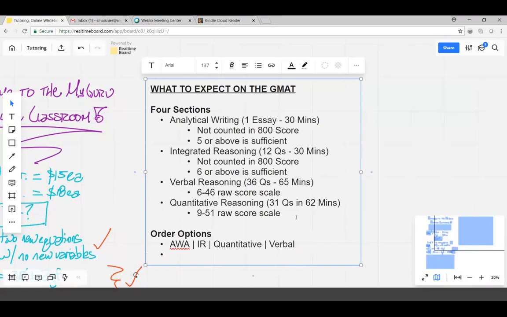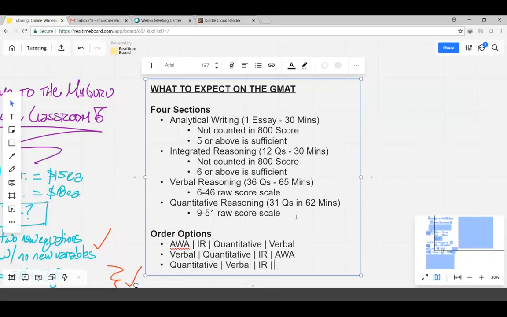Then your next option is to begin with the verbal. Then you go with the quantitative. And then you go with the integrated reasoning, and then the essay. Or you can go with the quantitative, the verbal, and then again the IR or the essay pair. There is no benefit to going one order versus the other.